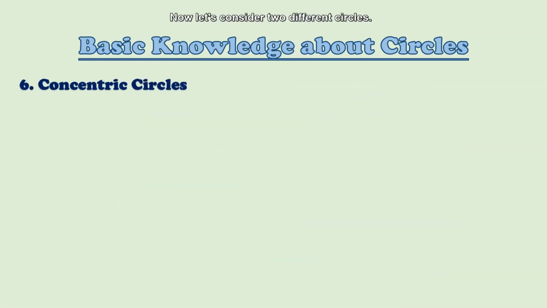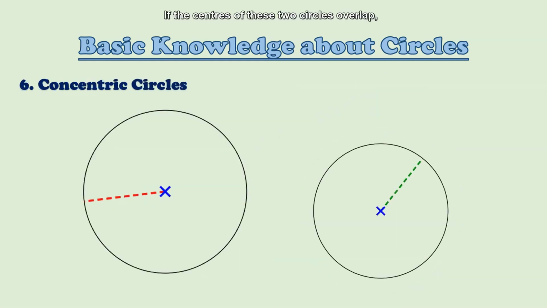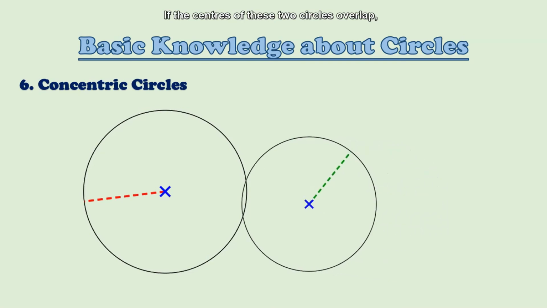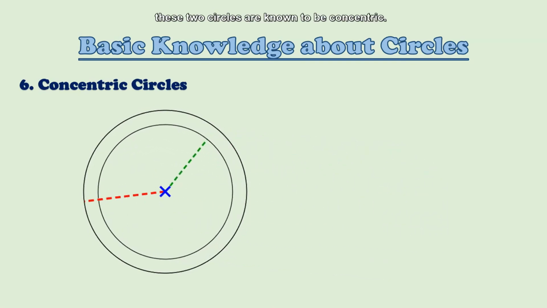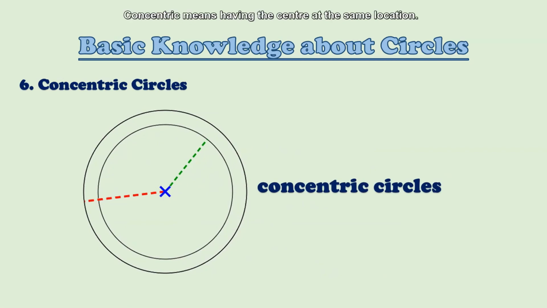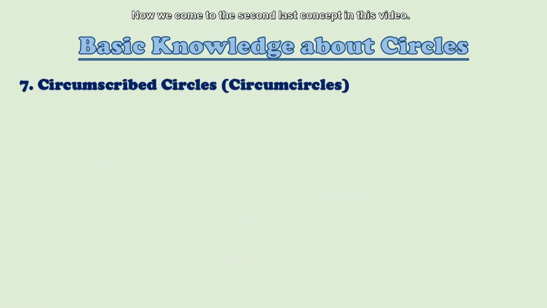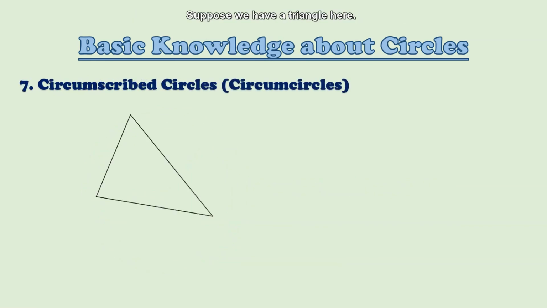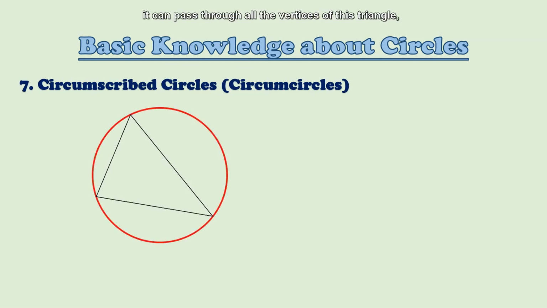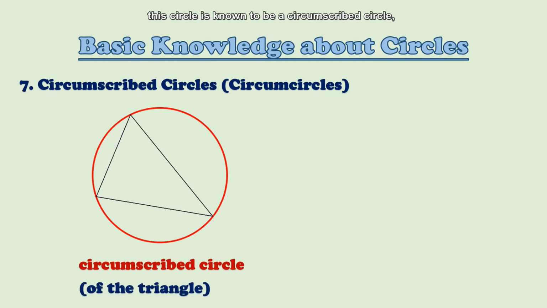Now let's consider two different circles. If the centers of these two circles overlap, these two circles are known to be concentric. Concentric means having the center at the same location. And now we come to the second last concept in this video. Suppose we have a triangle here. If a circle is drawn outside such that it can pass through all the vertices of this triangle, this circle is known to be a circumscribed circle or a circumcircle of this triangle.